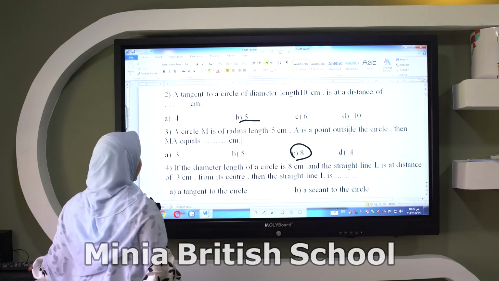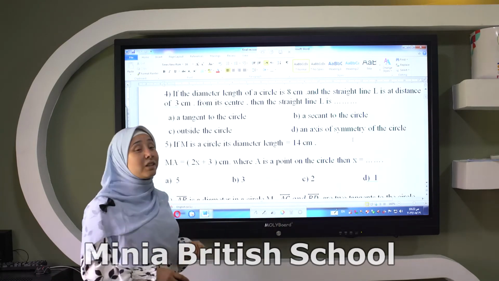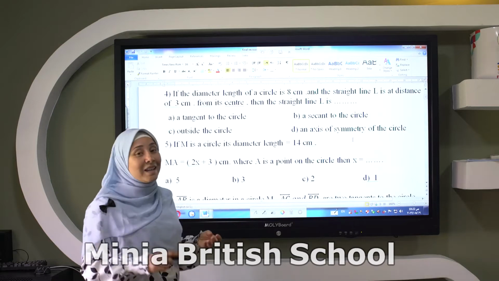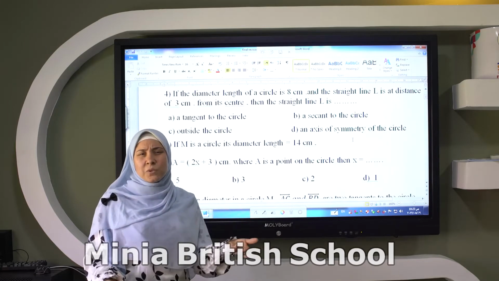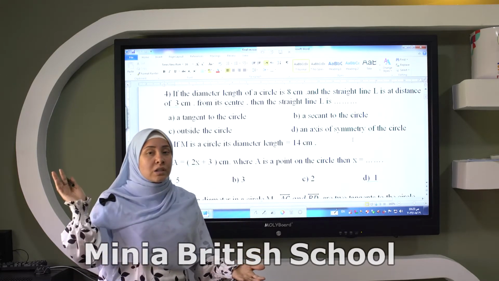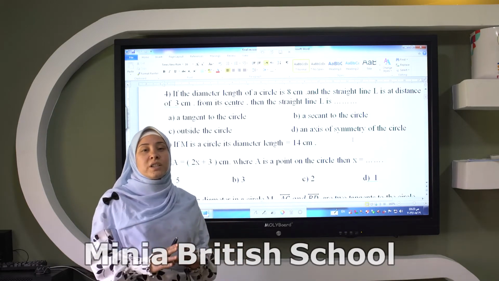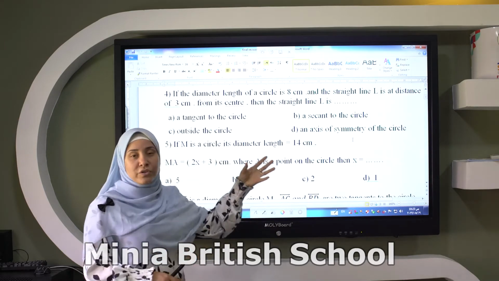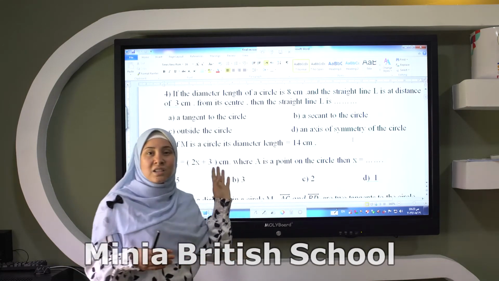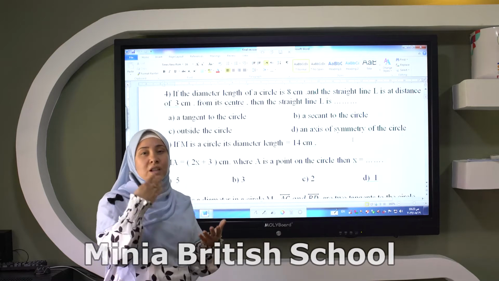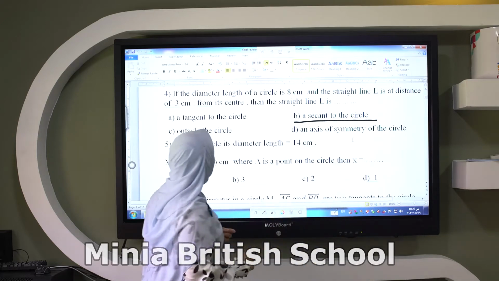Number 4. If the diameter length of the circle is 8 centimeter and the straight line N is a distance of 3 centimeter from its center, then the straight line N is what? Secant, tangent, outside the circle, or axis of the circle? Okay, so first, find the length of the radius. The diameter equals 8, so the length of the radius equals 4 centimeter here. The distance between the straight line and the center is 3 centimeter, less than the radius. So the straight line here is the secant to the circle. Secant to the circle. Okay.